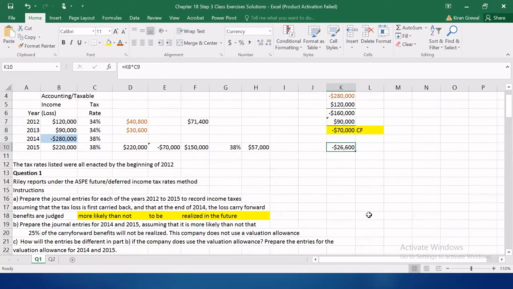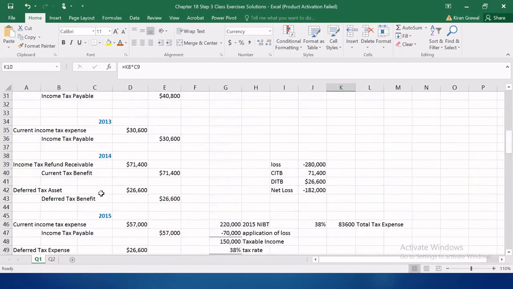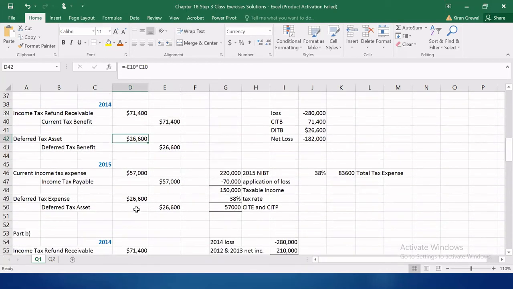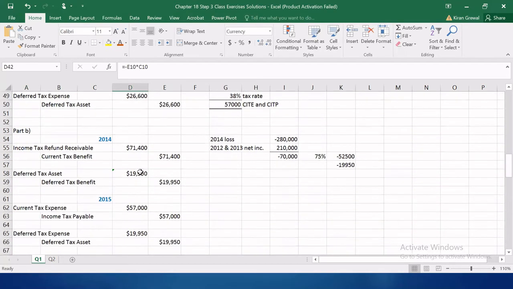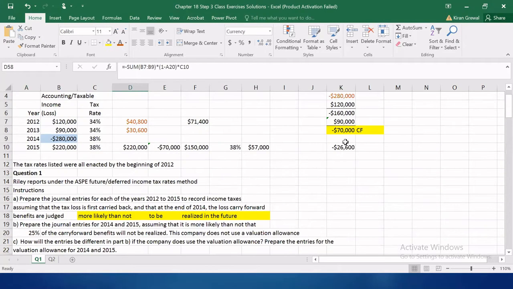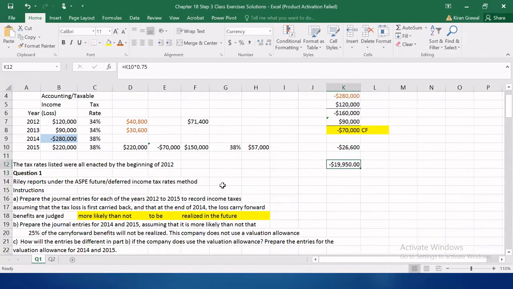So the deferred tax asset we recorded in 2014 of 26,600, we need to bring that down by 25% because it's assumed that 25% will not be realized. So we can't record the full amount of the asset if we don't think we're going to realize the full amount. Okay, so in 2014, we can just do it here. So 26,600. So we're only going to be able to realize 75% of it. Okay, so we're going to multiply it by 75%. And that's going to give us 19,950.